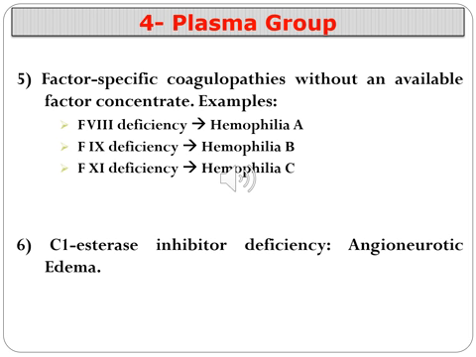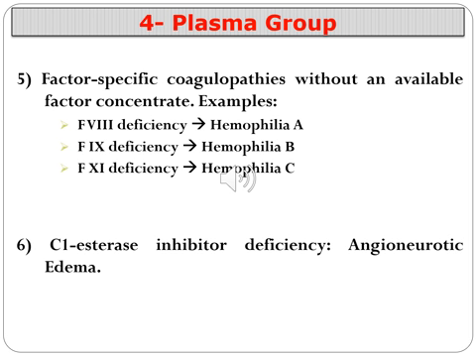Fifth, fresh frozen plasma is indicated if the patient is complaining of bleeding tendency due to specific factor deficiency, but the factor concentrate is not available. Examples include factor 8 deficiency in hemophilia A, factor 9 deficiency in hemophilia B, or factor 11 deficiency in hemophilia C. These factor concentrates are available and should be the first line of treatment instead of fresh frozen plasma.